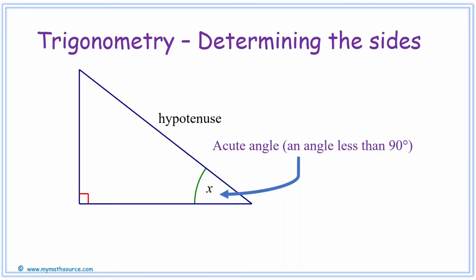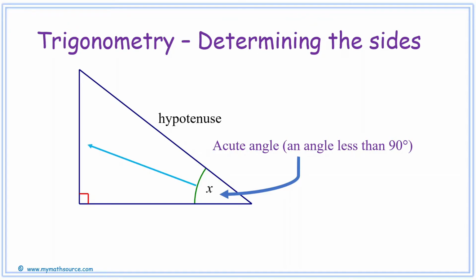The hypotenuse is the easiest side to find. It is always opposite the right angle, which is denoted by the little red box in this diagram, and is always the longest side of the triangle. To determine the other two sides is where the acute angle comes in.